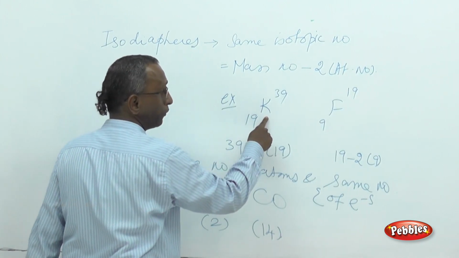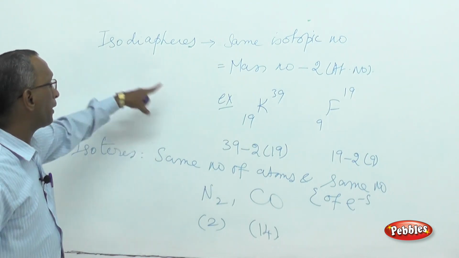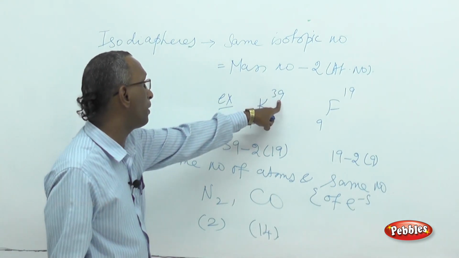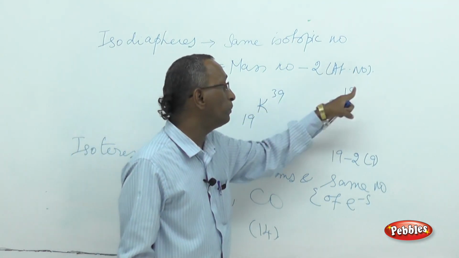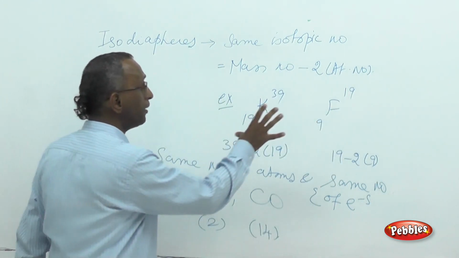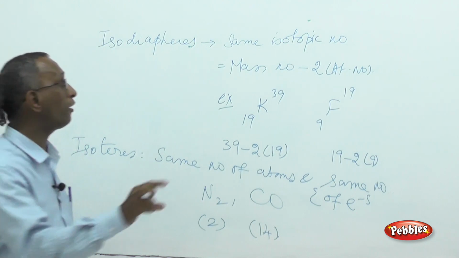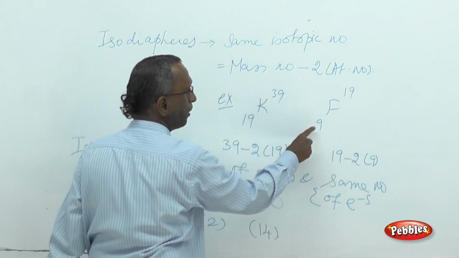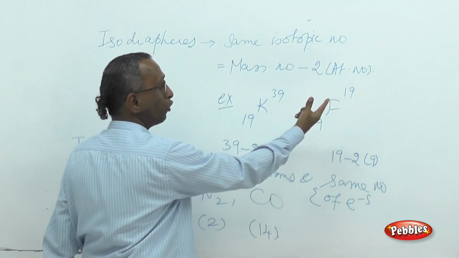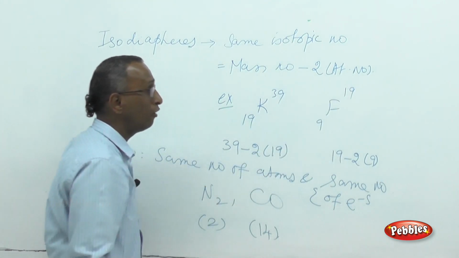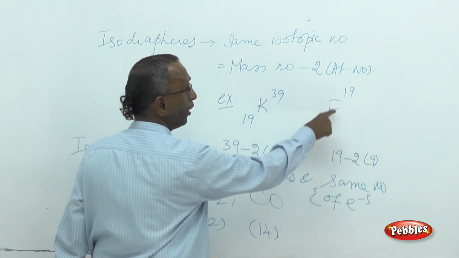Here K stands for potassium or kalium, and F stands for fluorine. Potassium isotope 39 and fluorine isotope 19, because mass number will be roughly twice the atomic number. If the atomic number is 9, the mass number of fluorine should be 18, but there is one more isotope of fluorine called fluorine 19.